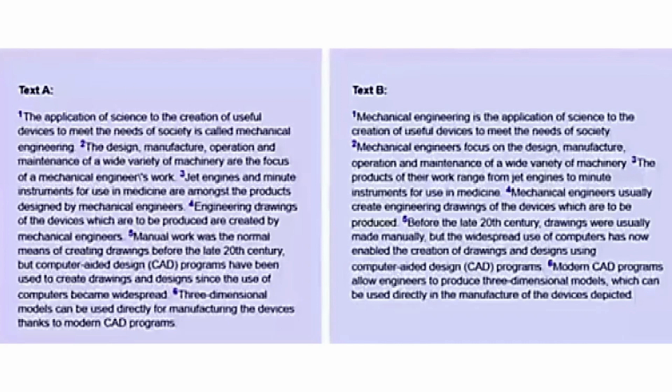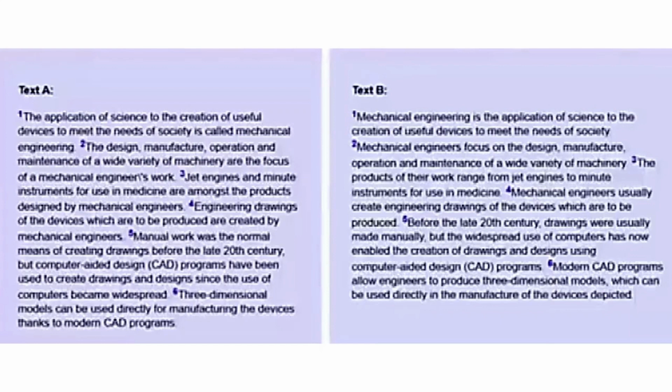This slide is not very visible. It has been taken from one of the lecture slides that Professor Ganesh has uploaded on the NPTEL website. I'll read it out because it's probably not that visible. Text A reads: The application of science to the creation of useful devices to meet the needs of society is called mechanical engineering. This is the first sentence. The second sentence is: The design, manufacture, operation and maintenance of a wide variety of machinery are the focus of a mechanical engineer's work. And the third sentence is: Jet engines and minute instruments for use in medicine are amongst the products designed by mechanical engineers.